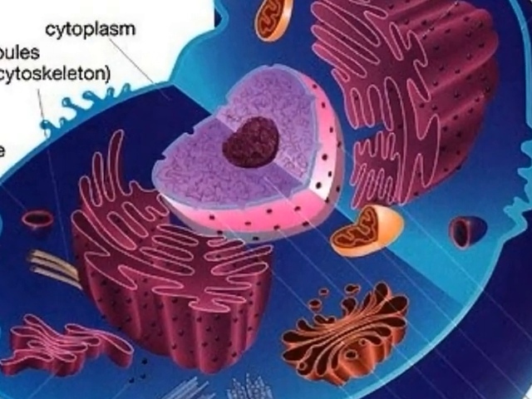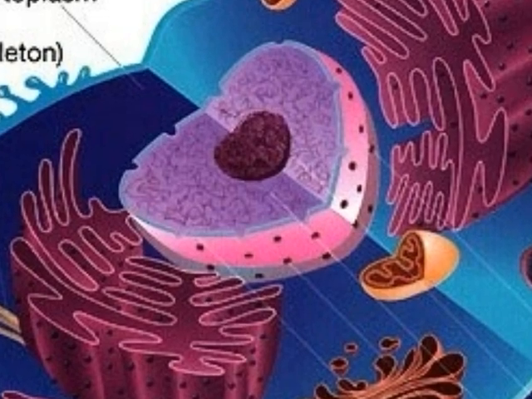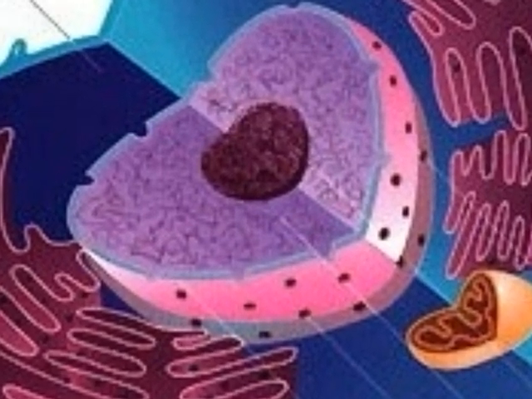The nucleus also has a small, dense region called the nucleolus. This is where ribosomes are assembled first. The nucleolus also means little nucleus.